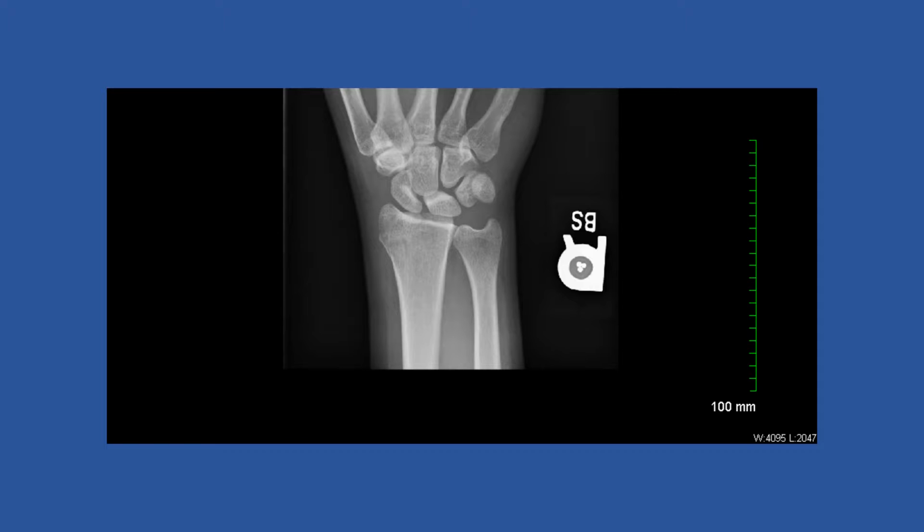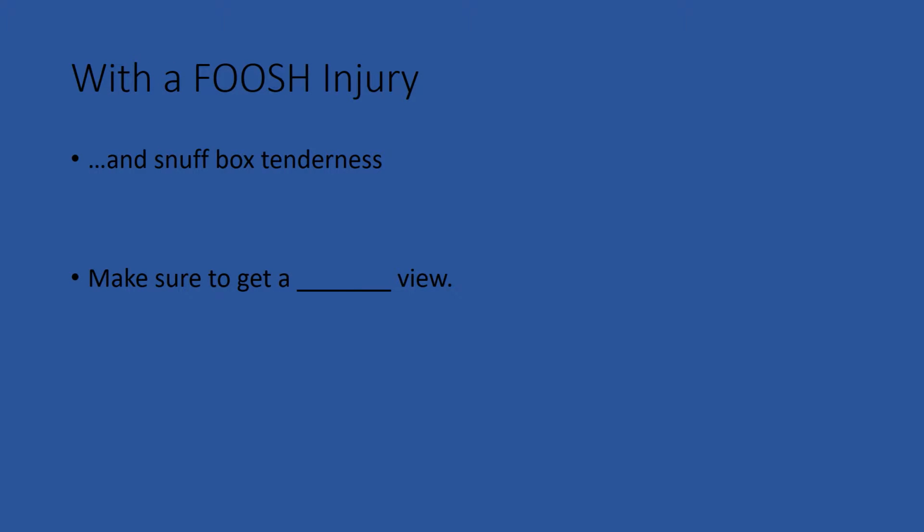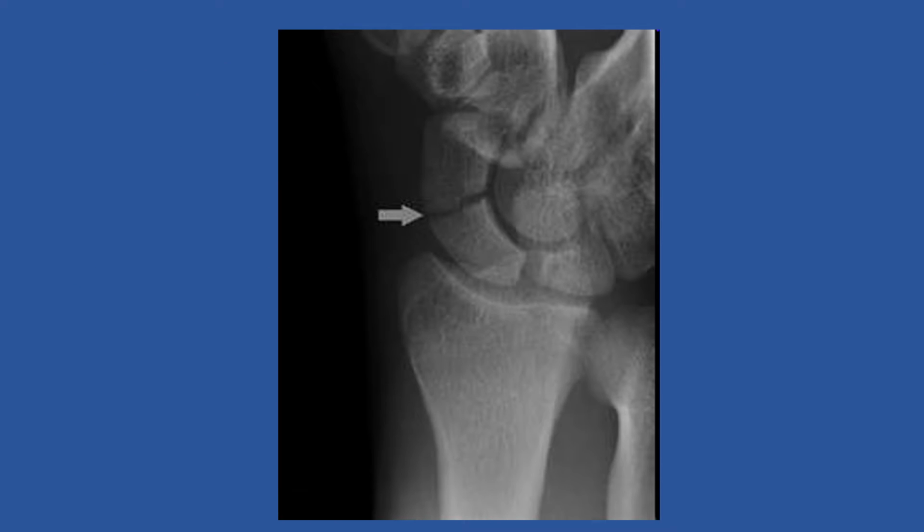you're going to really check very carefully for snuff box tenderness. And I'll have a picture in a minute of where that snuff box is. And if you have any hint of snuff box tenderness, you need to make sure to order what they call a navicular view. If you get that navicular view, you can see that there is a fracture across that navicular bone. The navicular bone in the hand is also known as the scaphoid bone.